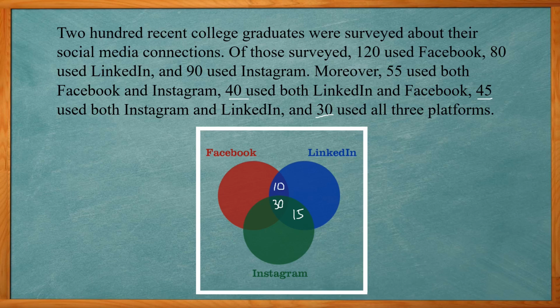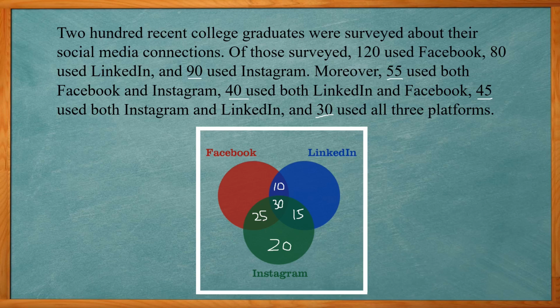And 55 used both Facebook and Instagram. Facebook and Instagram, red and green. We already got 30 there, so that gives us 25 to give us a total of 55. Now from there, we can use the totals of the circles. So 90 used Instagram. So it's going to be 90 minus the 25 minus the 30 minus the 15. That leaves us with 20. So that total circle for Instagram should add up to 90.